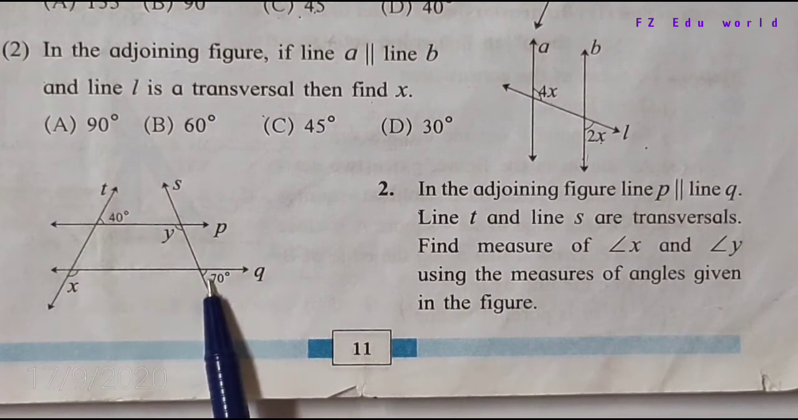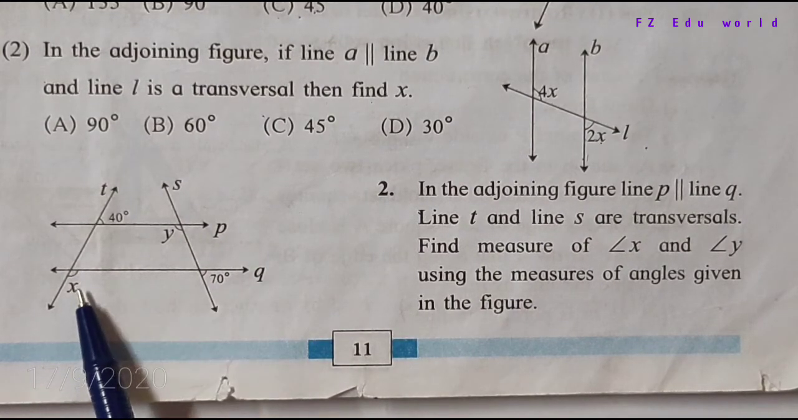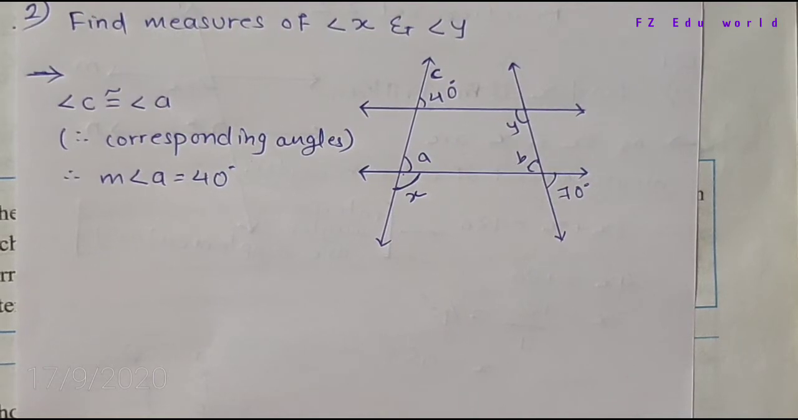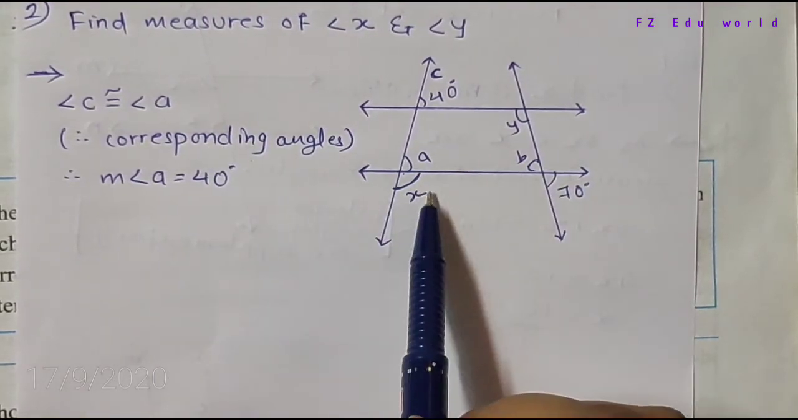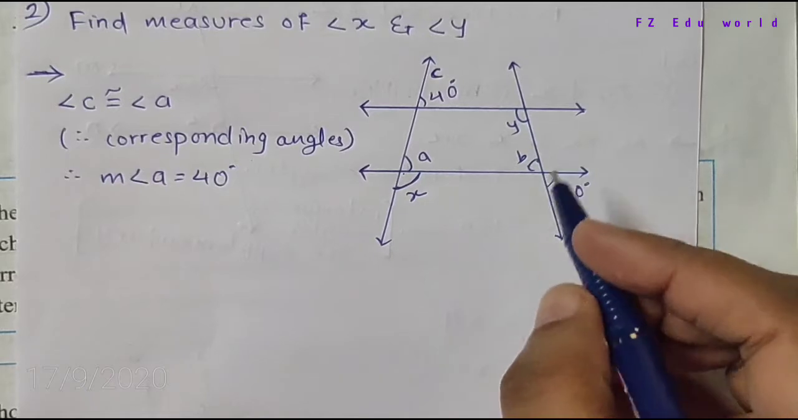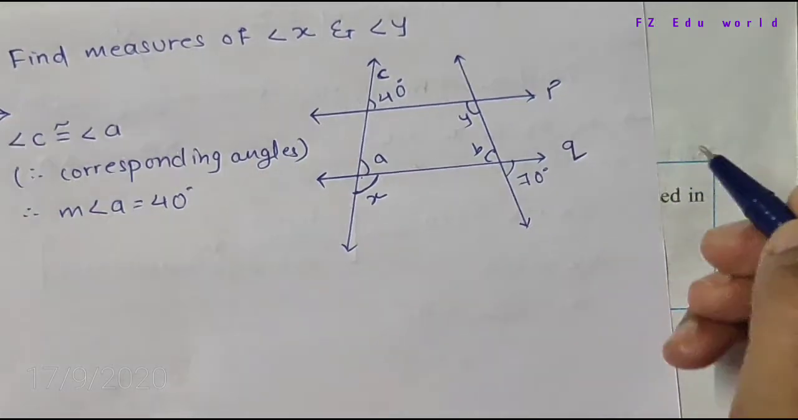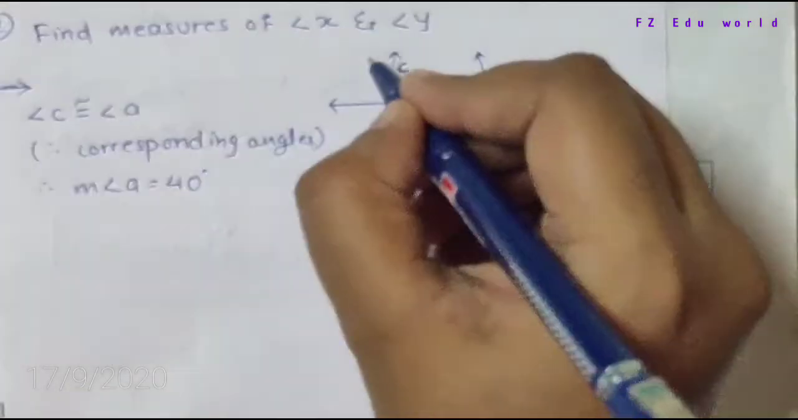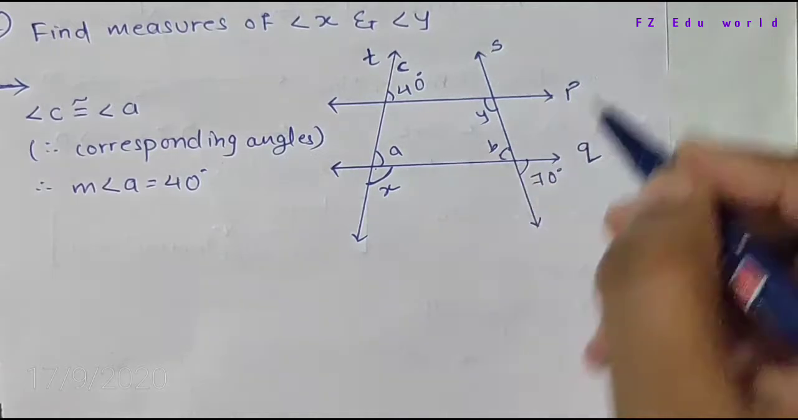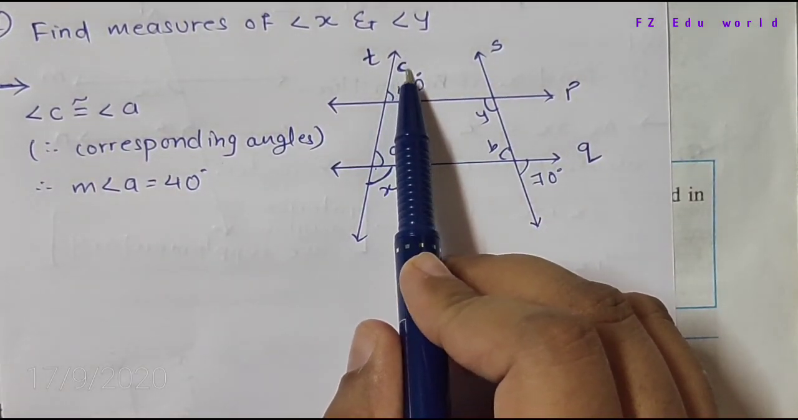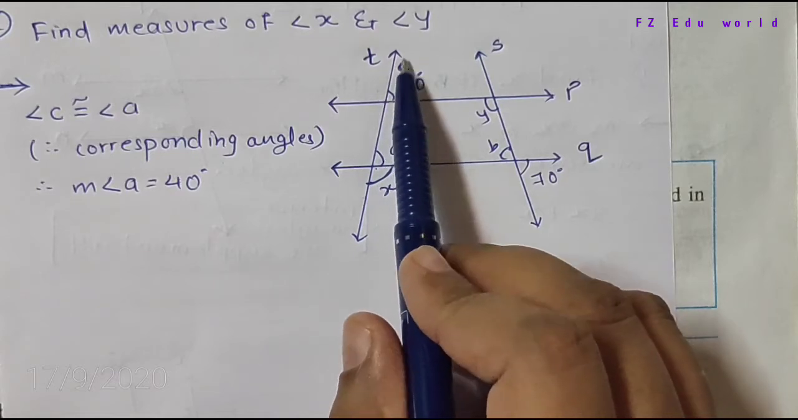Some angles are given here. By using them you have to find the measure of angle X and angle Y. Now in this figure, this is line P, this is line Q, and these lines are T and S. Here I am giving the name C to this angle.